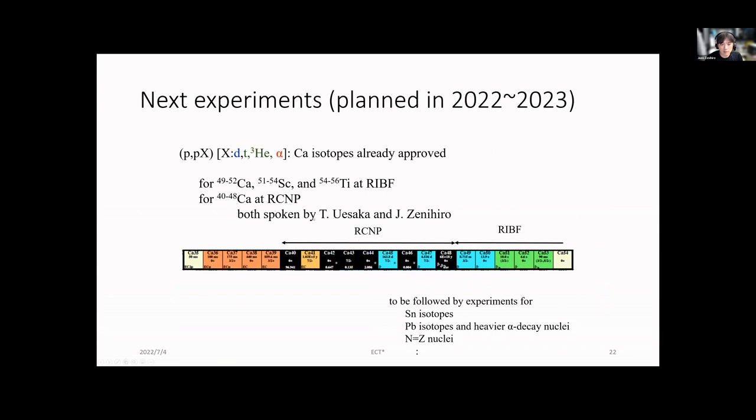In the near future, we plan to start with the calcium isotopes. These experiments are already approved at RIBF and RCNP. First, we want to measure this long calcium isotopic chain, and maybe follow it with experiments on tin, lead, or heavier region nuclei.